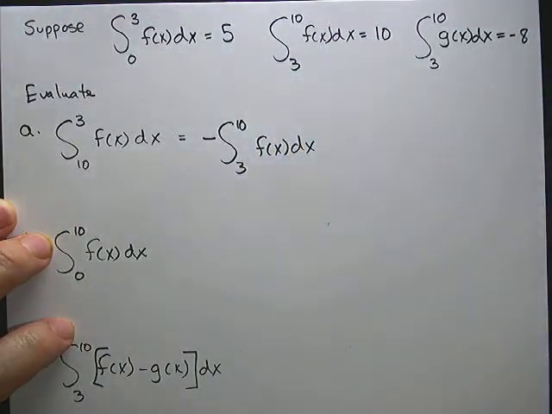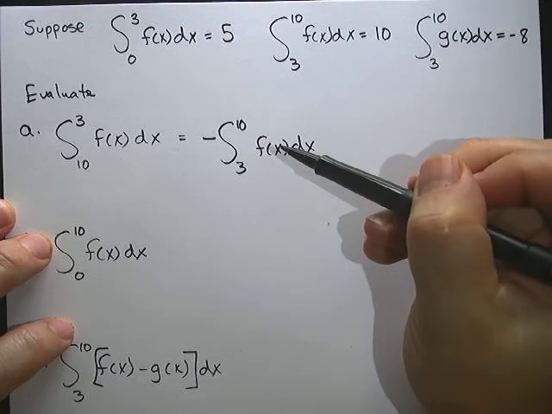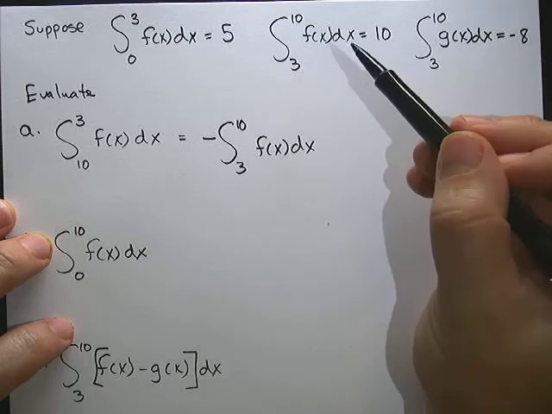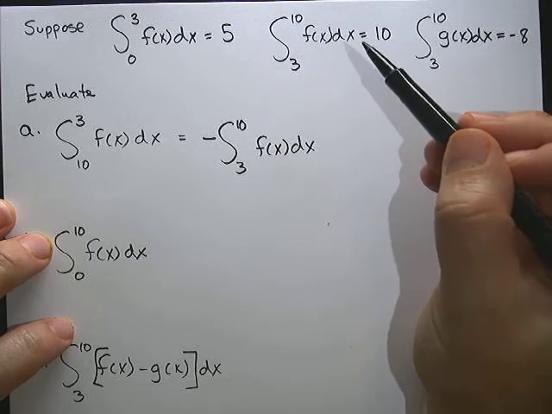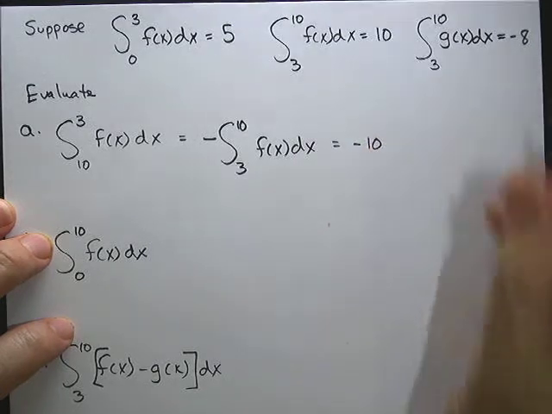Okay, given that, now we can go to what we know. Looks like this one here is this. The only difference is that we have a negative out in front of ours. So this integral from 3 to 10 of f of x dx is equal to 10. So ours is equal to negative 10.